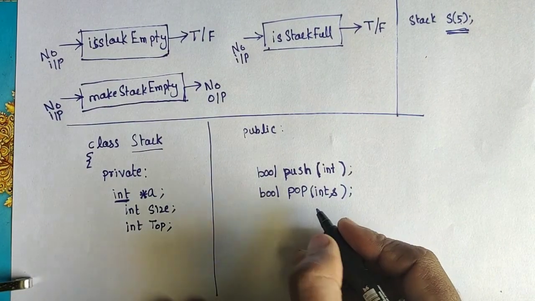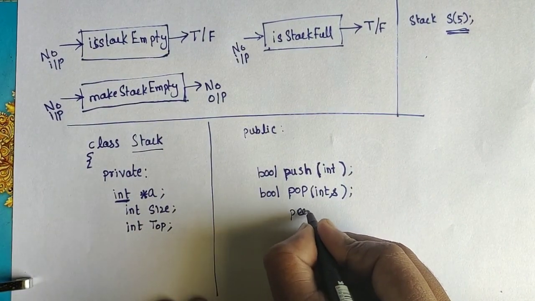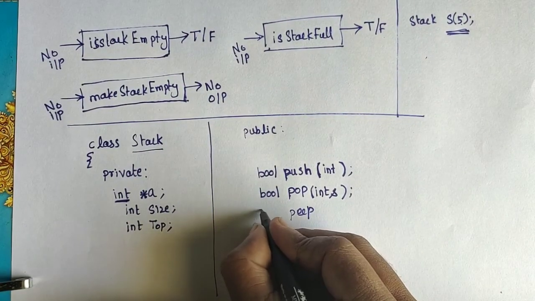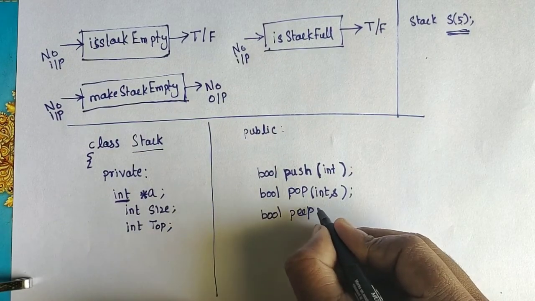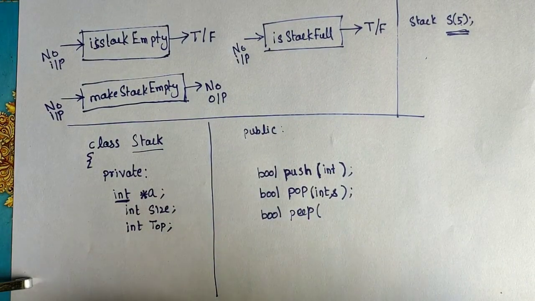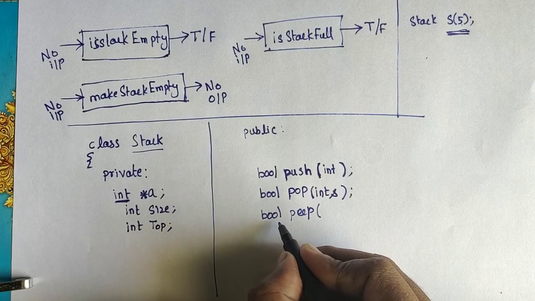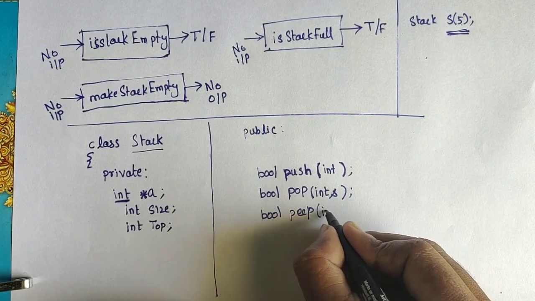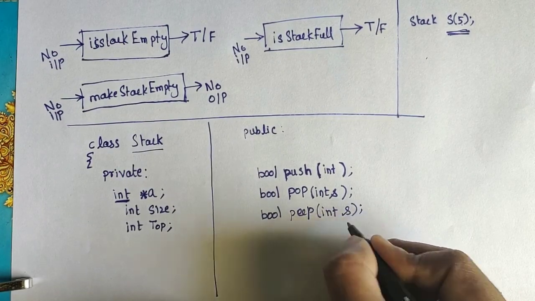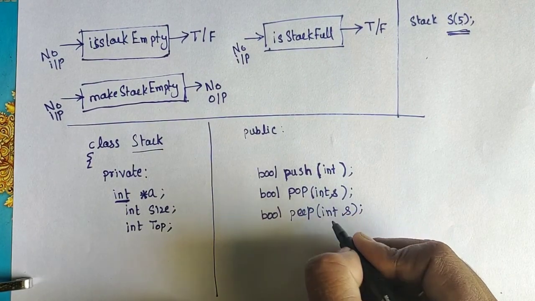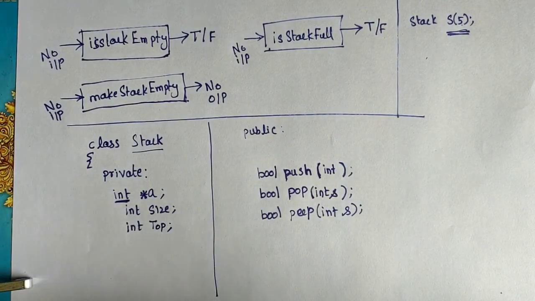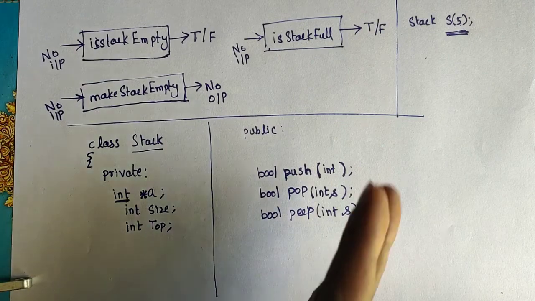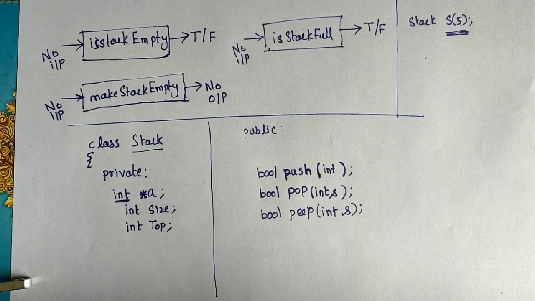Similarly, peep. For the peep operation again I need a boolean, and two kinds of output. One is true or false, another is the next element to be deleted, that is int ampersand. Be clear that this type depends on the array type. Since we are going to create the stack for integer elements, I am using all integers.